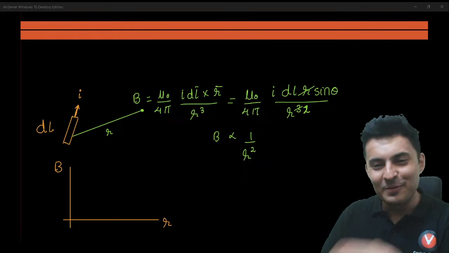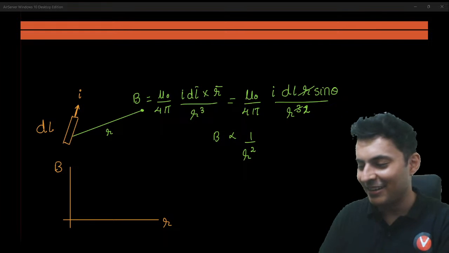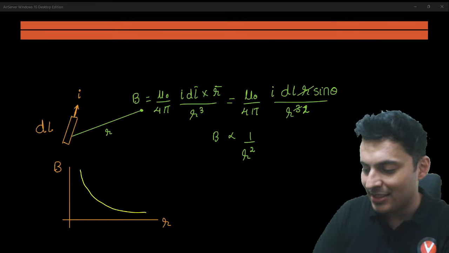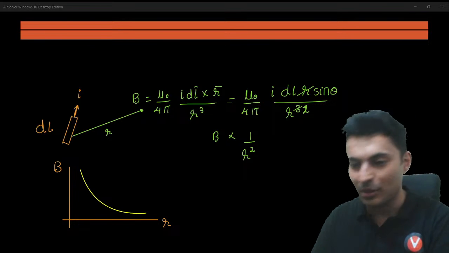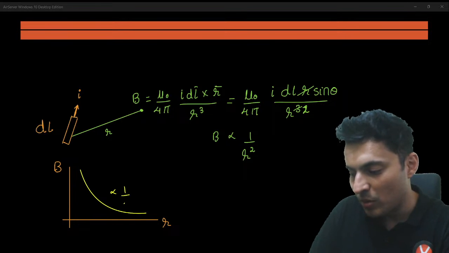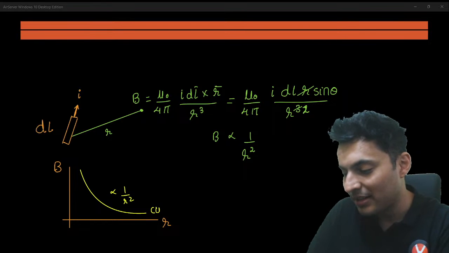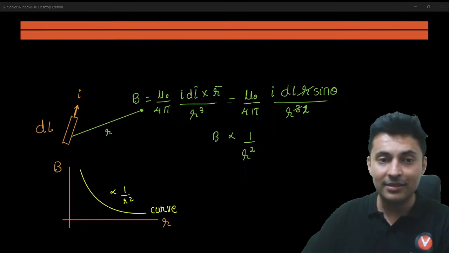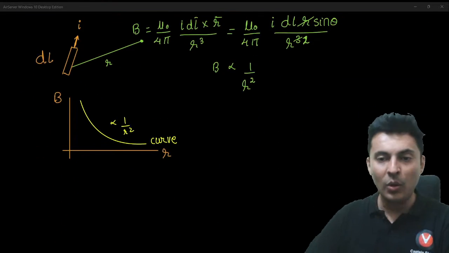Keep that in mind. Inversely proportional to r square, right? That is the reason why you will see the graph will just be some random curve. It's just inversely proportional to r square. It's a curve. It's not a hyperbola. Okay.